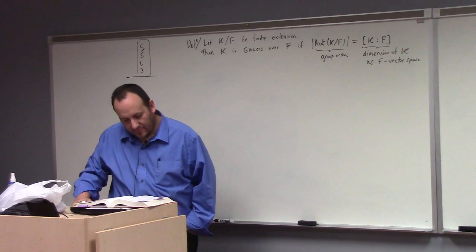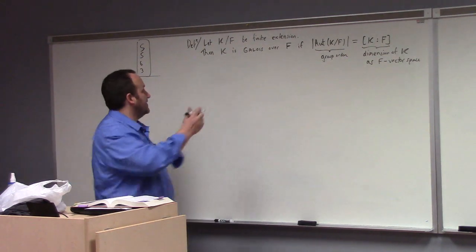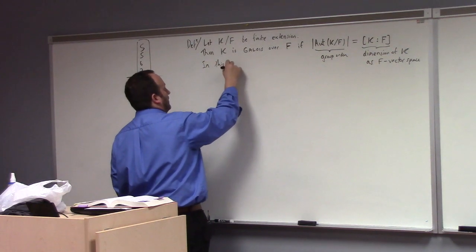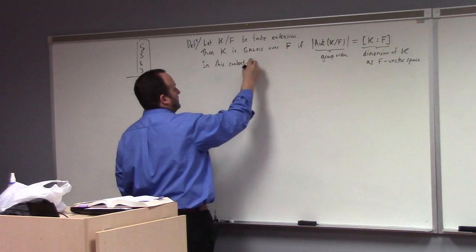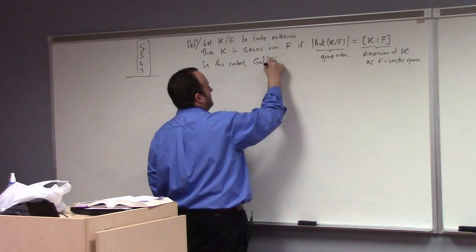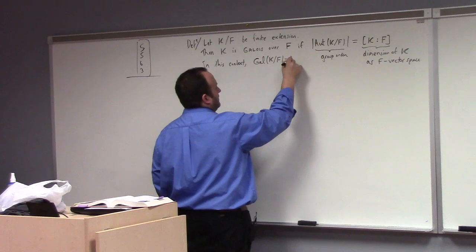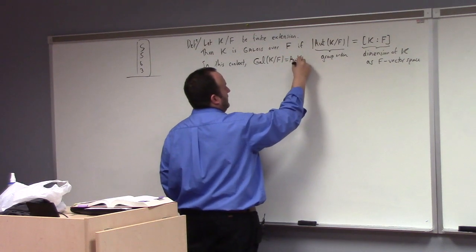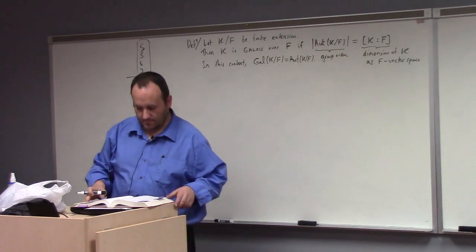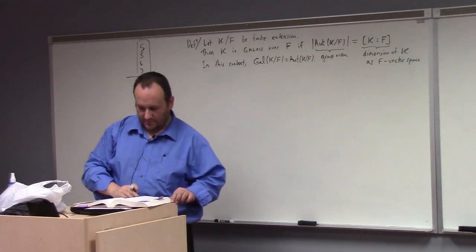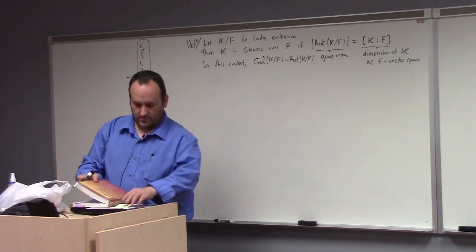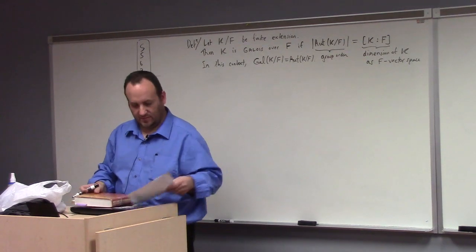And so if K over F is Galois, then in this context we say that the Galois group of K over F is Aut of K over F. I wanted to follow up on some of my waffling comments last time.